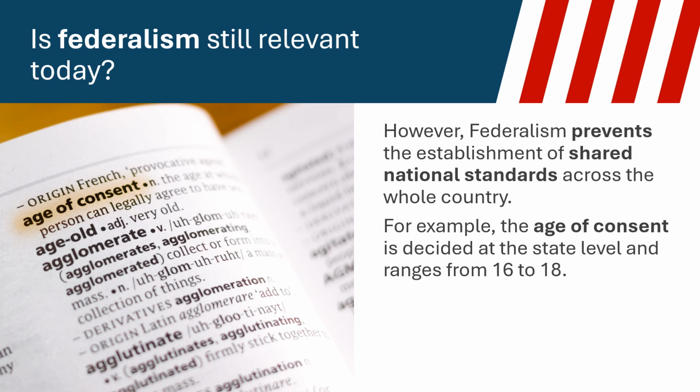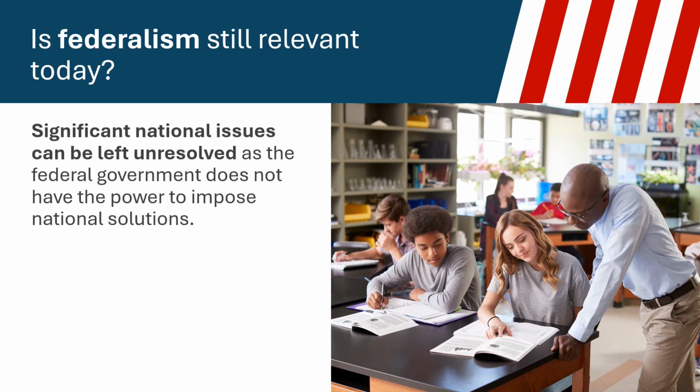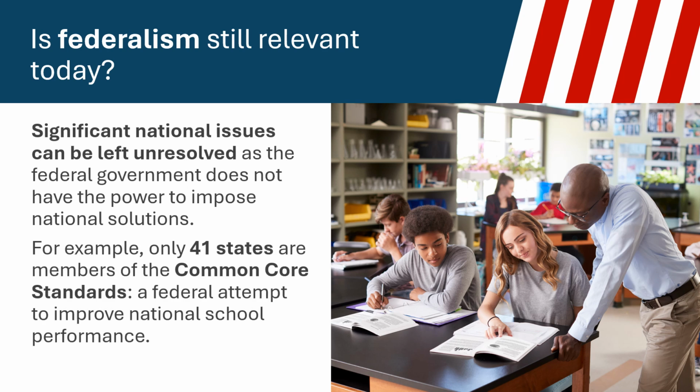However, federalism prevents the establishment of shared national standards across the whole country. For example, the age of consent is decided at the state level and ranges from 16 to 18. It could be argued that this is a standard that should exist nationally. It is also the case that significant national issues can be left unresolved as the federal government does not have the power to impose national solutions. For example, only 41 states are members of the Common Core Standards, a federal attempt to improve national school performance.